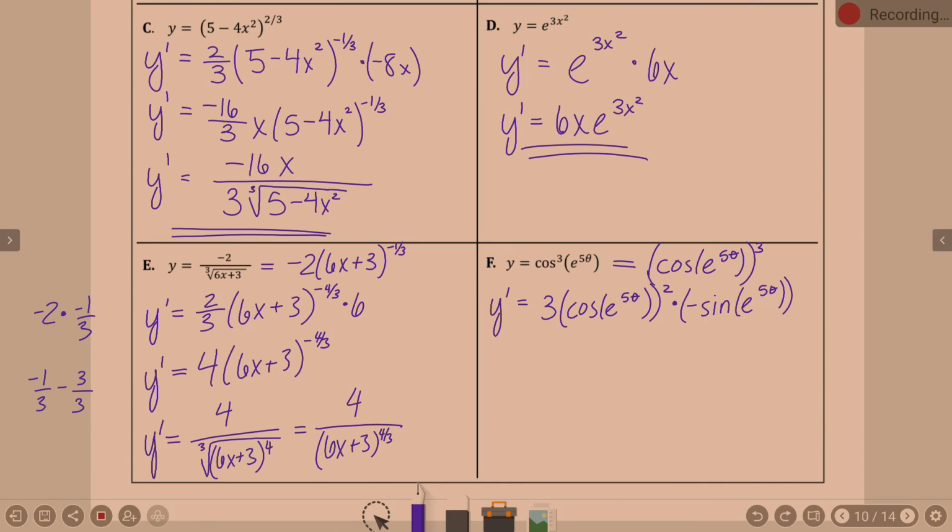What's the derivative of something? Literally that same thing, right? Because it's e. What is the derivative of e to some power? E to some power, times the derivative of the inside. What's the derivative of 5 theta? 5.